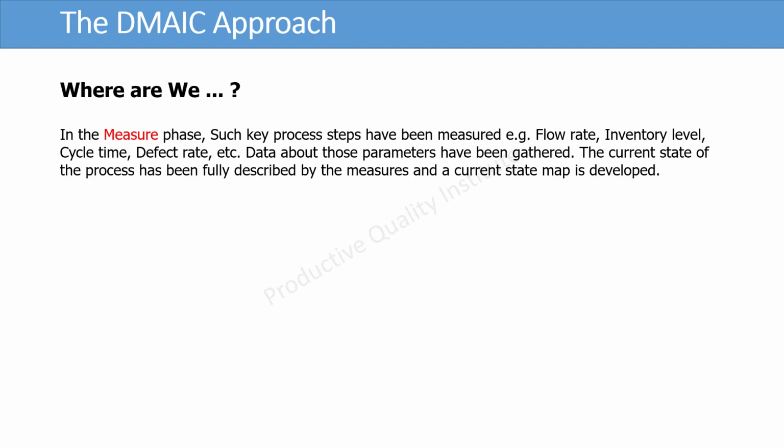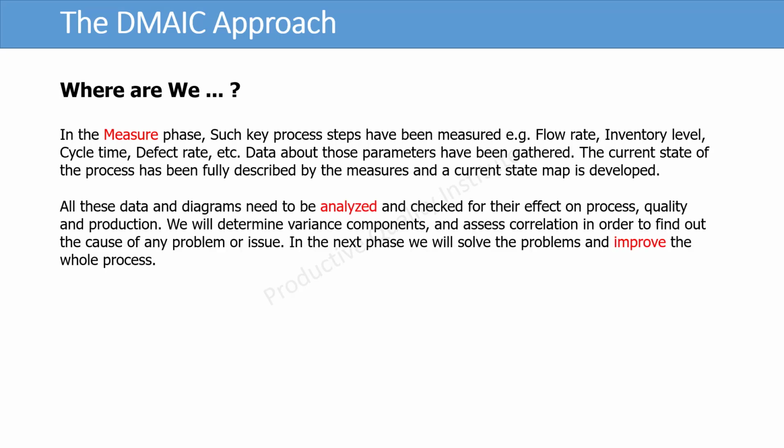In the measure phase, key process steps have been measured, for example, flow rate, inventory level, cycle time, defect rate, etc. Data of those parameters have been gathered. The current state of the process has been fully described by the measures, and the current state map is developed. All these data and diagrams need to be analyzed and checked for their effect on process, quality, and production.